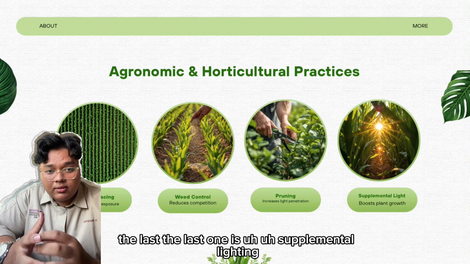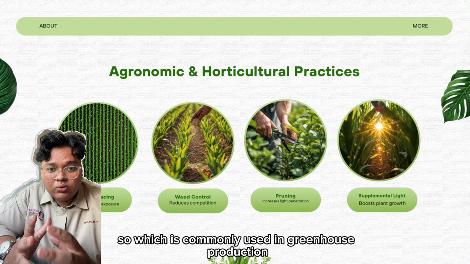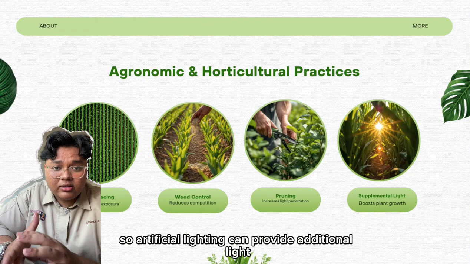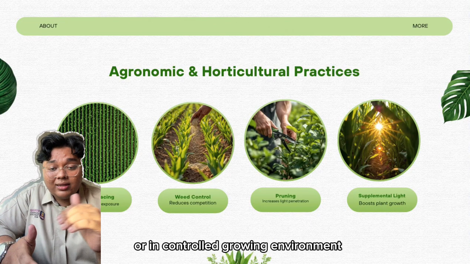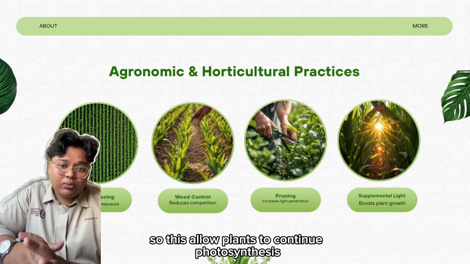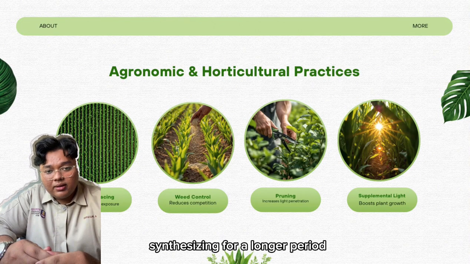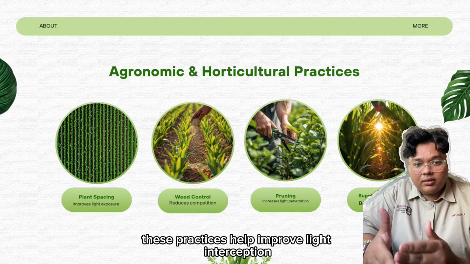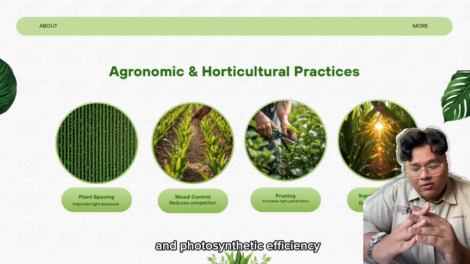The last one is supplemental lighting, which is commonly used in greenhouse production. Artificial lighting can provide additional light when natural sunlight is insufficient, especially during cloudy weather or in controlled growing environments. This allows plants to continue photosynthesizing for a longer period and support better growth and productivity. Overall, these practices help improve light interception and photosynthetic efficiency.